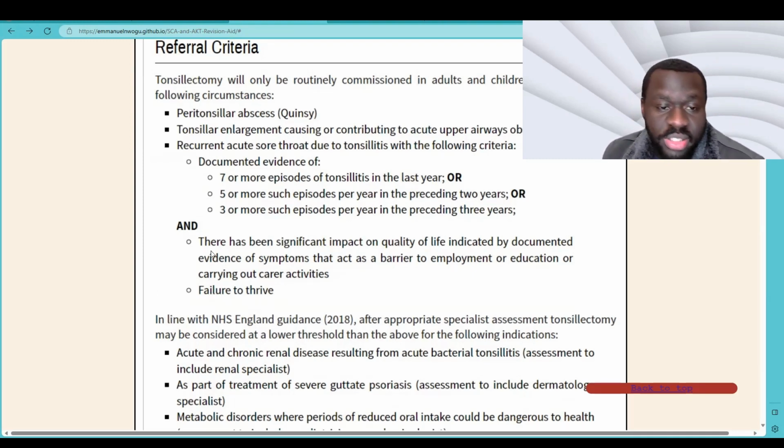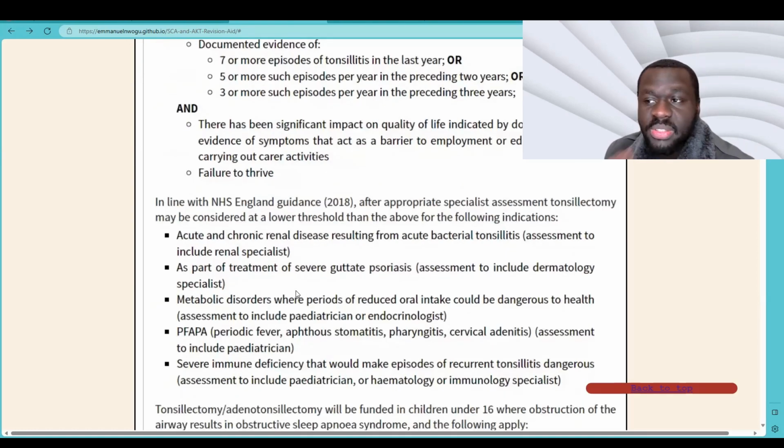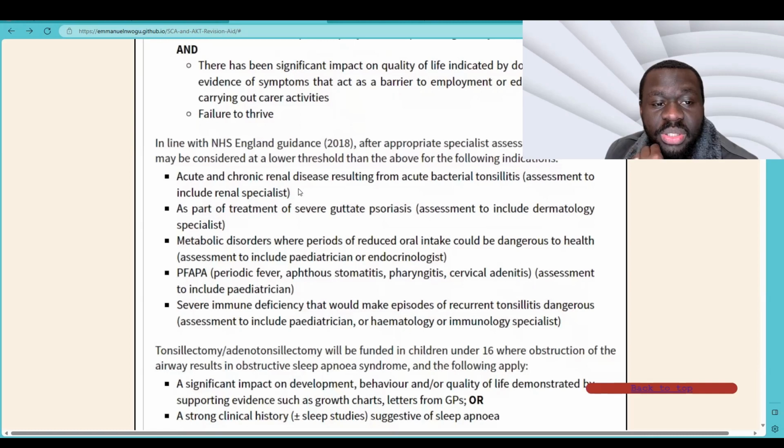If there's a failure to thrive in a child with tonsillitis, then we need to consider removing tonsils. In line with NHS guidance, after appropriate specialist assessment, tonsillectomy may be considered at a lower threshold than the above for the following indications. There's acute and chronic renal disease resulting from acute bacterial tonsillitis. So the child has post-streptococcal glomerulonephritis, which may have progressed to CKD or whatever. So acute and chronic, either of them, we need to consider tonsillectomy.